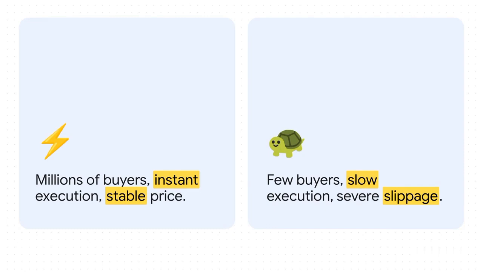Trader 1 is selling Bitcoin. Because Bitcoin is highly liquid, there are literally millions of buyers. Execution is near instant, and the price remains incredibly stable because the market easily absorbs that 10 grand.